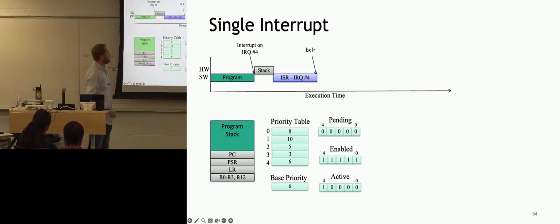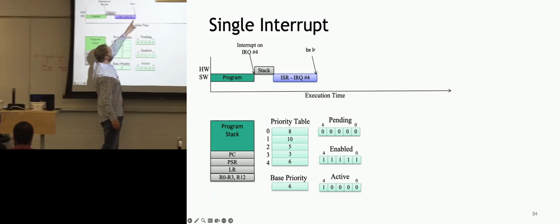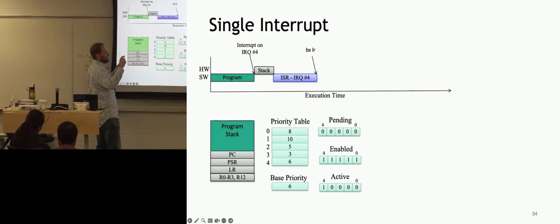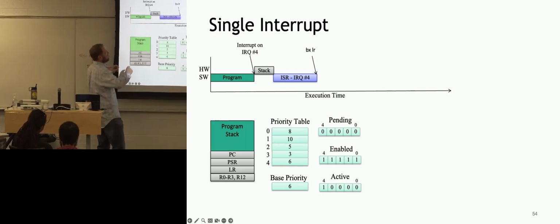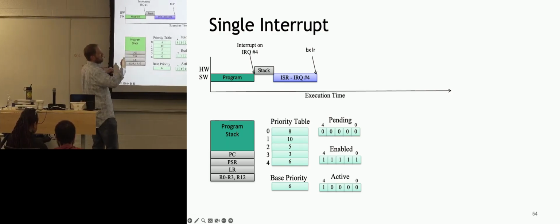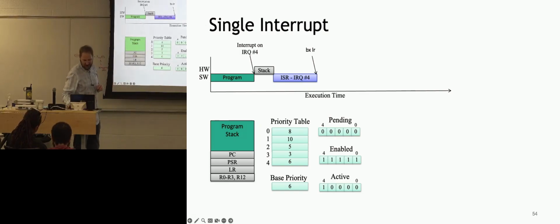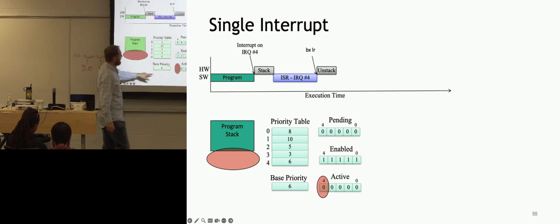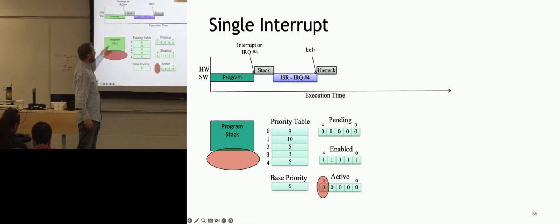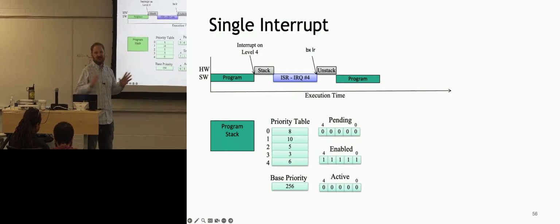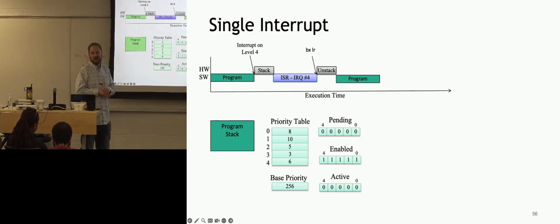Then you're going to branch to the link register. Remember, this is that special link register value, like 0xFFFFFFF6 or something, and that's going to tell the hardware you're linking to a location that says it's your job to unstack. You're going to be out of active, you're going to unstack, and you're going to go back to your normal program execution. That's the normal way a single interrupt will occur. What questions do you have?